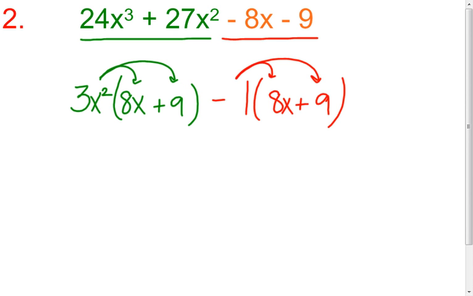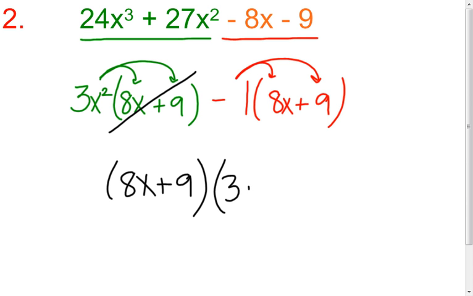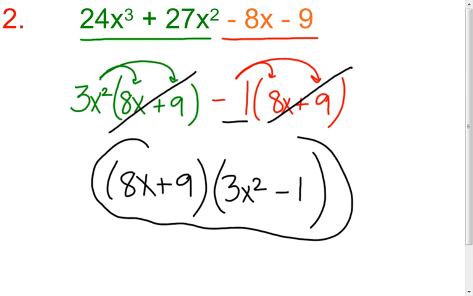Now you can see that both parentheses, both the green and the red, have an 8x plus 9 in them. So you're going to factor out that 8x plus 9. If I factor the 8x plus 9 out of the green, what I have left is 3x squared. If you factor the 8x plus 9 out of the red, be careful, a lot of people want to say you have nothing left, but you actually have this negative 1 right there. And if you did not write the 1 in front, you might forget that you have negative 1 left. But this is how this one factors.